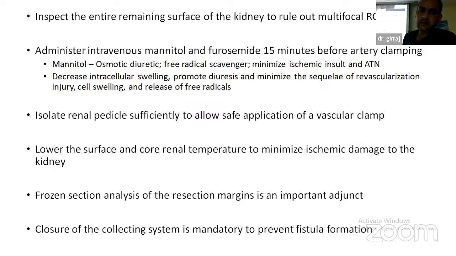Isolate the renal pedicle sufficiently to allow safe application of a vascular clamp. In partial nephrectomy, generally we apply the clamp on the renal artery, and if renal artery clamping is difficult, we apply a bulldog clamp on the pedicle. Lower the surface and core renal temperature to minimize ischemic damage to the kidney. Cross-section analysis of the resection margin is important. Closure of the collecting system is mandatory to prevent fistula formation or urinary leak.